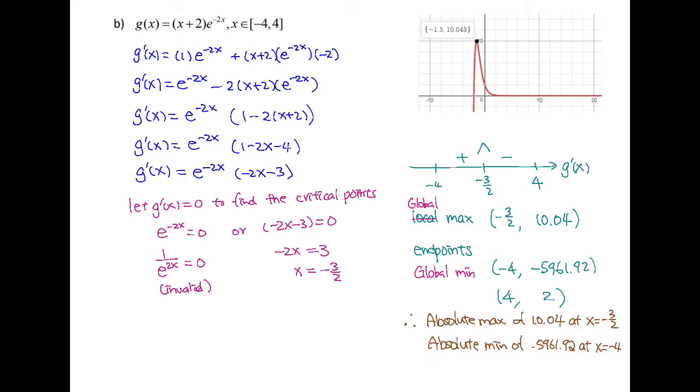Therefore, we will say the absolute maximum value is 10.04 at x equals negative 1.5. The absolute minimum value is negative 5,961.92 at x equals negative 4.